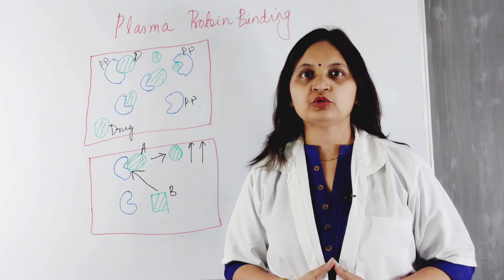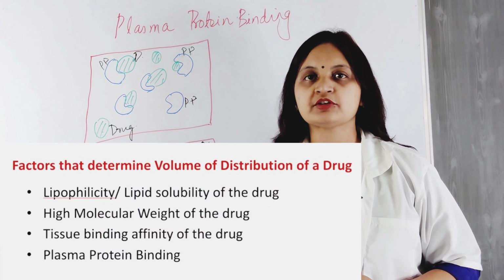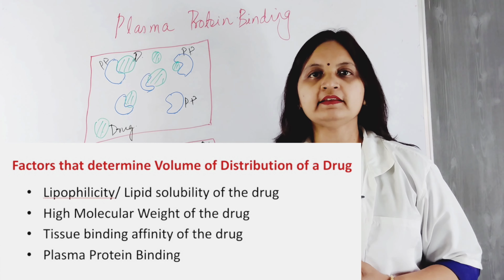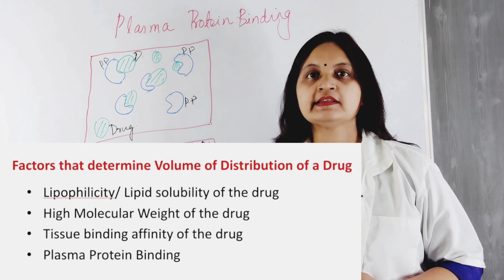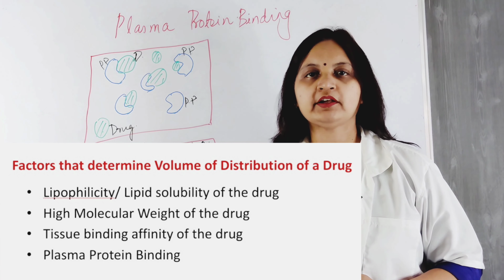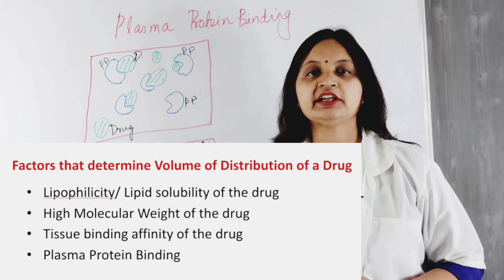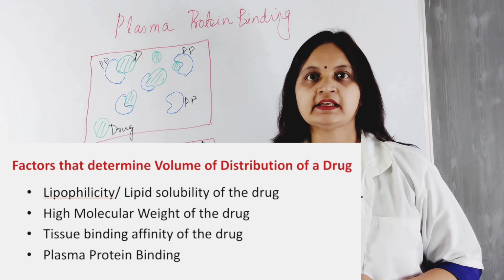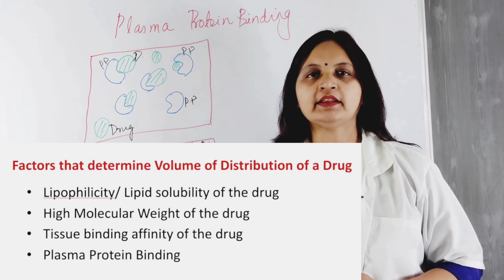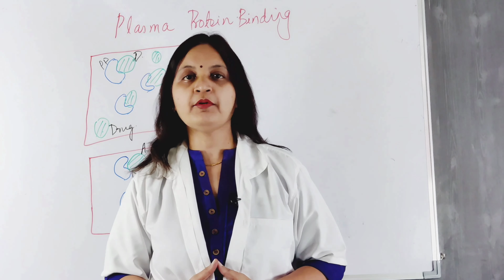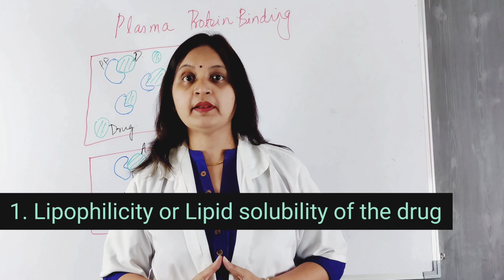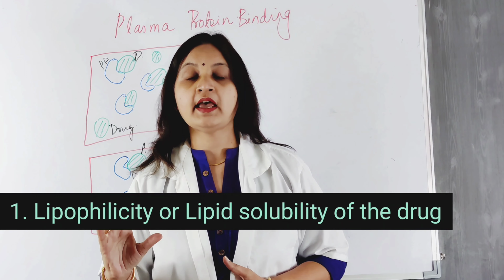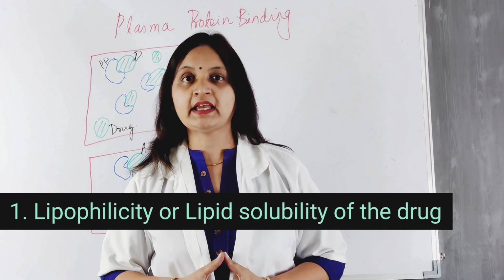Next we move on to the factors which determine the volume of distribution of drugs. The factors are, first, lipophilicity or lipid solubility of the drug. Second, molecular weight of the drug. Third, the tissue binding affinity of drugs. Fourth, plasma protein binding affinity. The first one is lipid solubility or lipophilicity of the drug. A drug which is lipid soluble easily diffuses through the membranes and gets deposited in various body compartments.